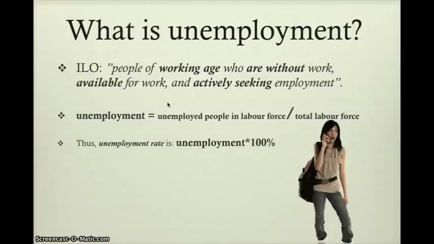So what is unemployment? The International Labour Organization, which you should remember for your exam, defines unemployment as the people of working age who are without work, available for work, and actively seeking work. So these pieces of text emphasized in bold are the main points of the definition of unemployment that you should remember. Unemployment can also be defined more mathematically as the unemployed people in the labor force divided by the total labor force. And if you want the unemployment rate, you just express that as a percentage, so you multiply that fraction by 100.